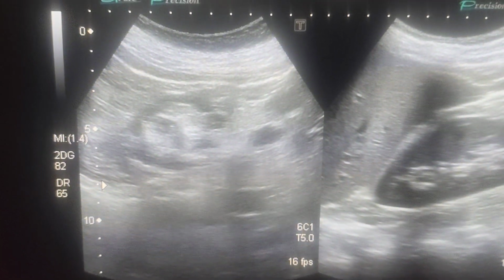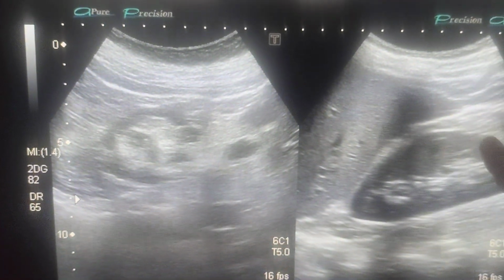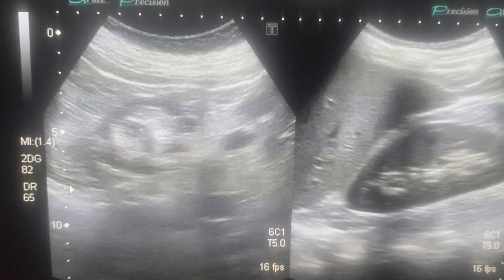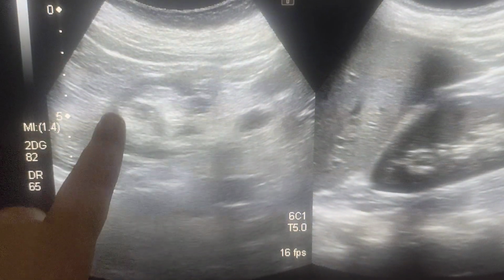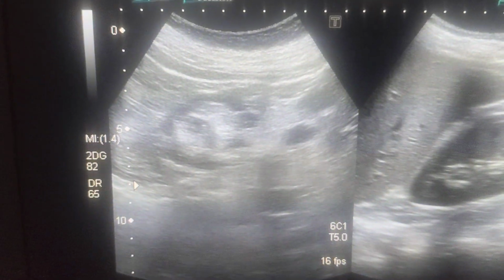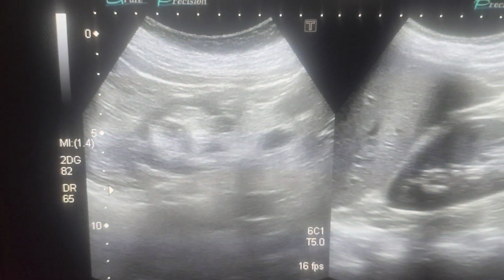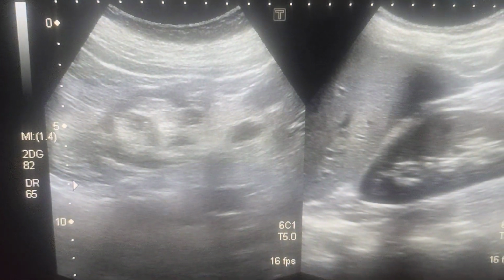image. You can see this is medulla and this is cortex. Corticomedullary differentiation is normal, but in this case cortical thinning is seen and echogenicity is also enhanced.